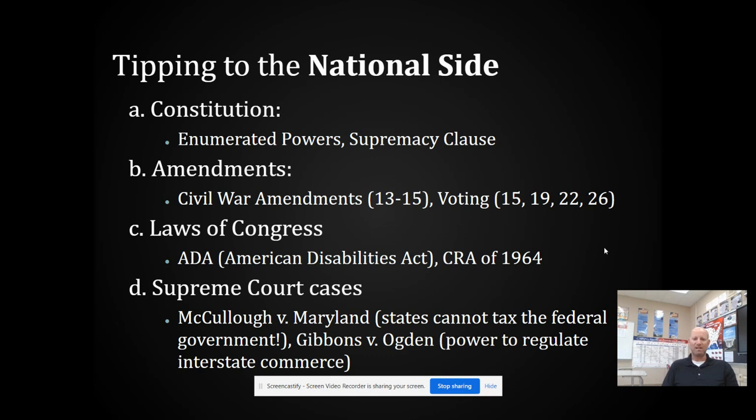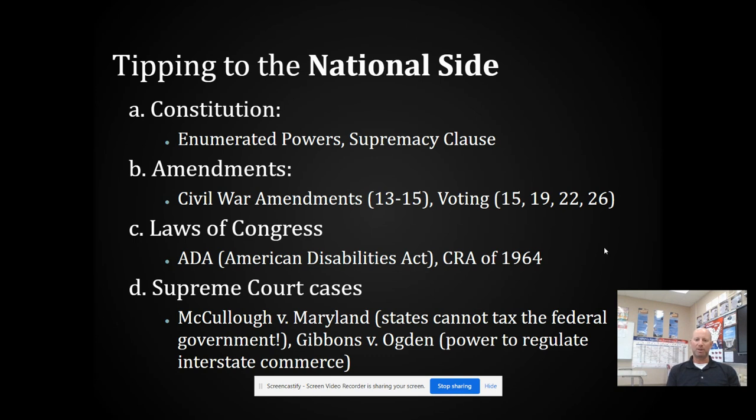Gibbons versus Ogden, right? So Gibbons got a permit from one of the states between New Jersey and New York to ferry boats back and forth across the harbor. And then all of a sudden Ogden started doing it. Gibbons is like, "Hey man, you're stealing my business." And then he tried to sue him and it got denied, yada, yada. We make all our way up to the Supreme Court.